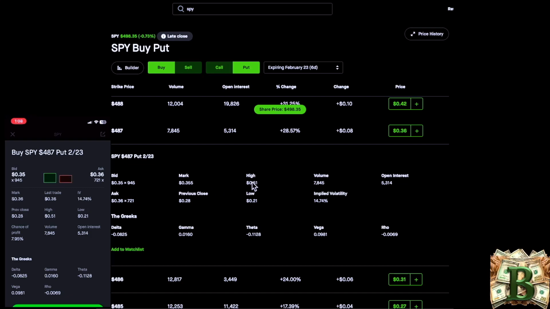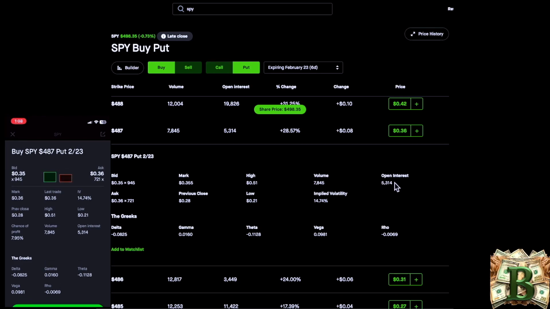You can see that the last day it traded, which was yesterday, the highest the contract got was about 51 cents and its low was 21. The previous day it closed at 28 cents. And you can see all this on the phone as well.